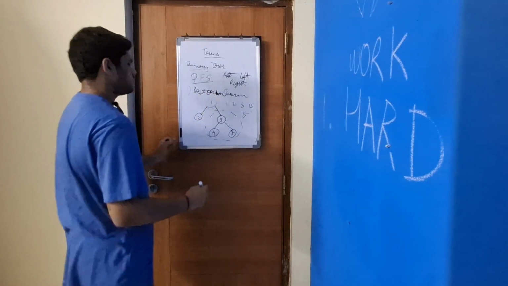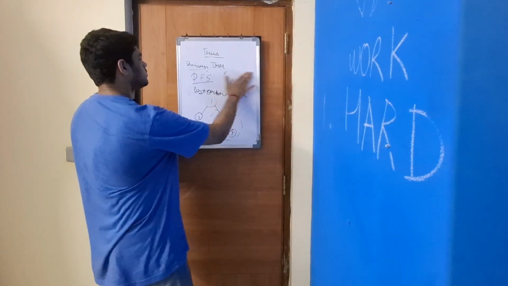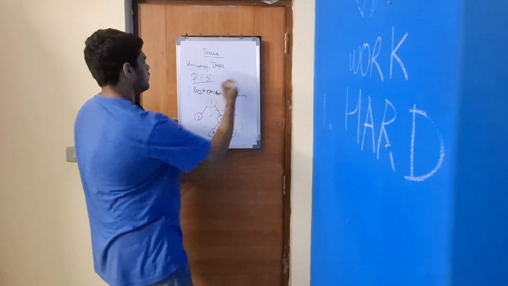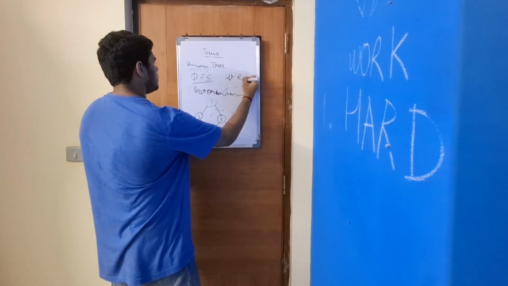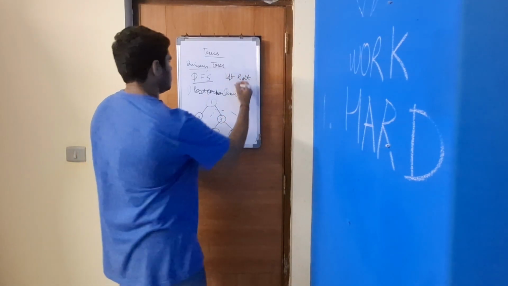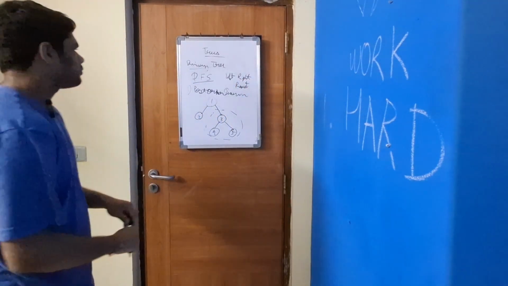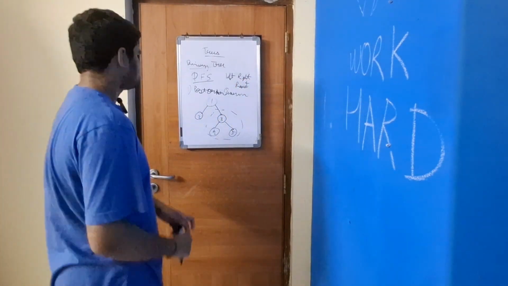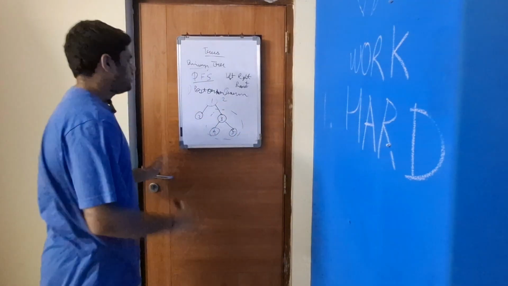Post order search, where you have the left one first, then the right one, then finally the root one, obviously. So the left one will come first, which means 2 will come first, then the right one.